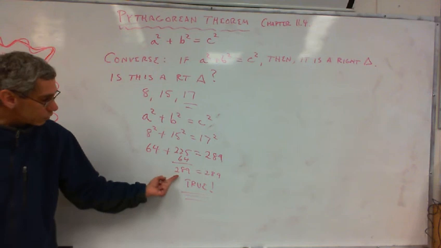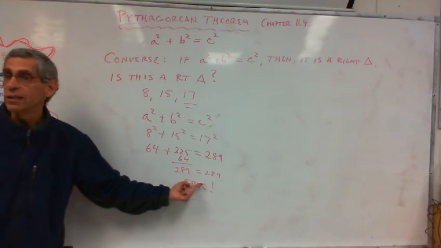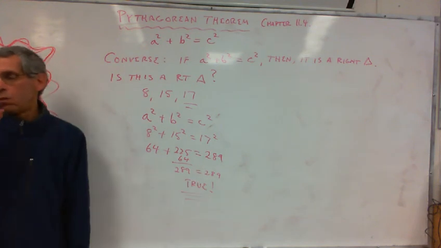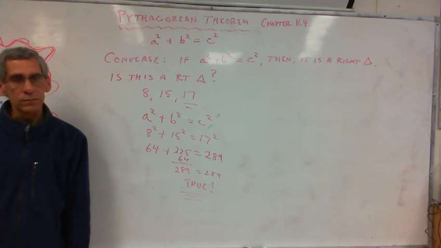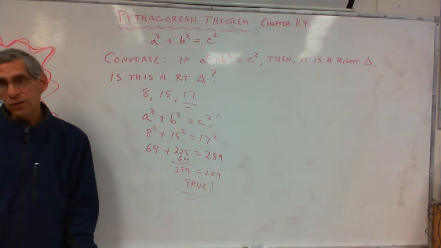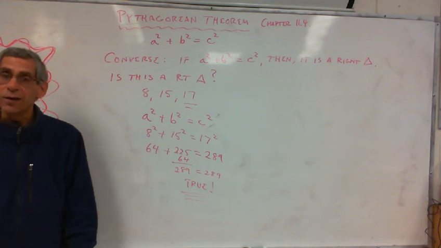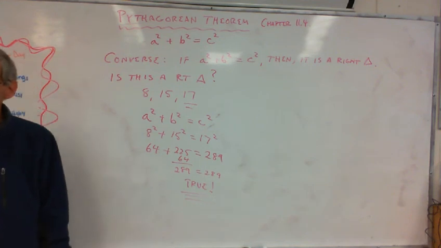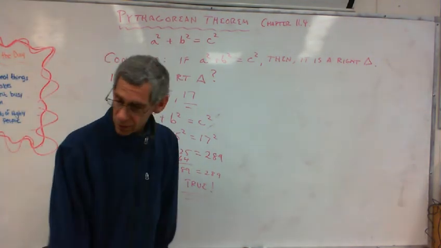If it came out to 289 is equal to 364, would that be true or false? False. If it's false, then it means it's not a right triangle. It's still a triangle, just not a right triangle. A wrong triangle, right? Exactly. All right, so we'll try one more.